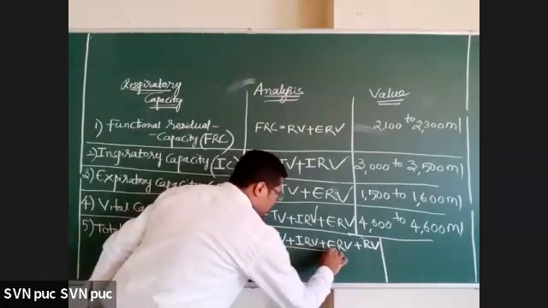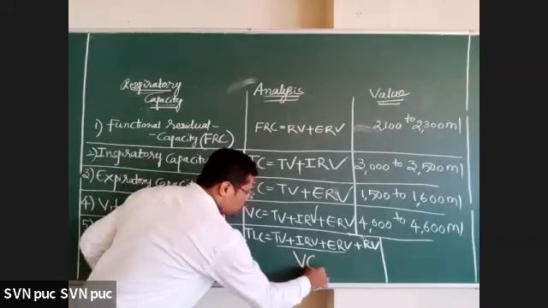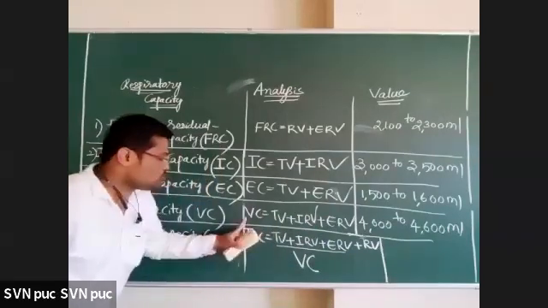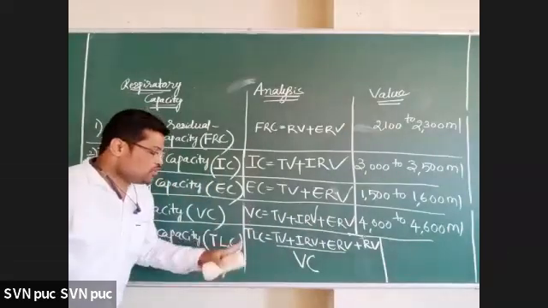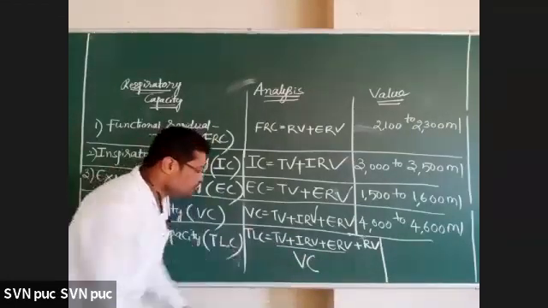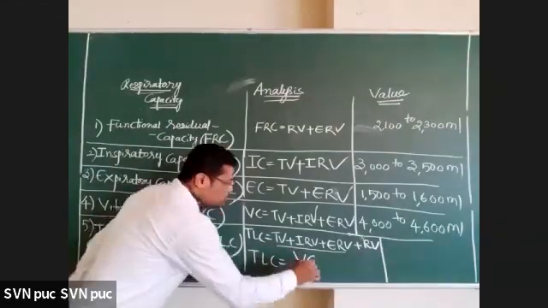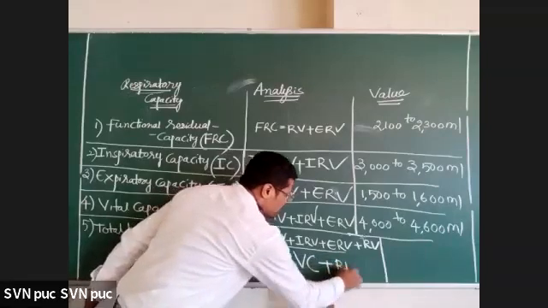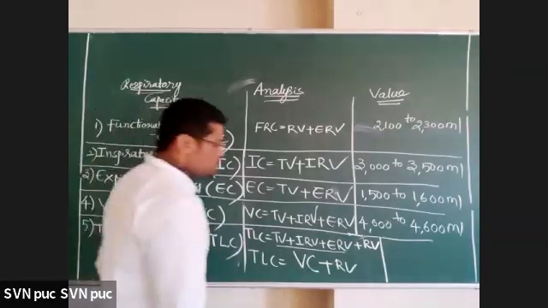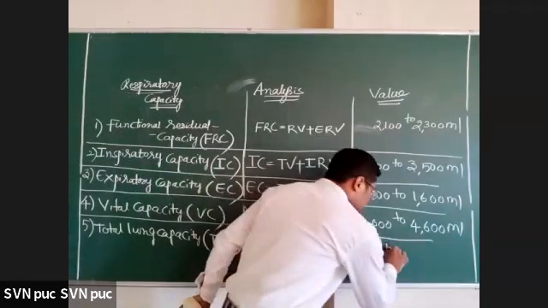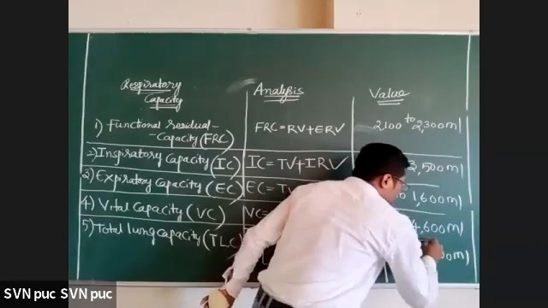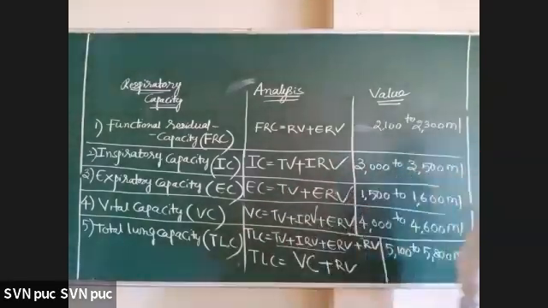Here TV plus IRV plus ERV is equal to VC or vital capacity. So instead of TV plus IRV plus ERV, we can write VC. So TLC is equal to VC plus RV, vital capacity plus residual volume. Total lung capacity or TLC is about 5100 ml to 5800 ml. Please note down, everyone.